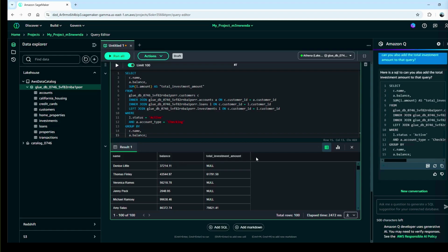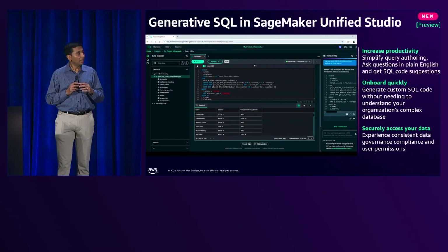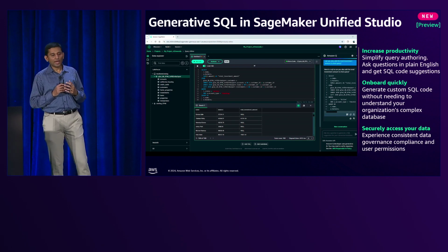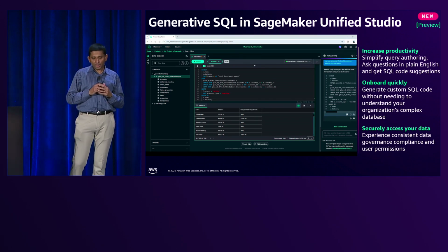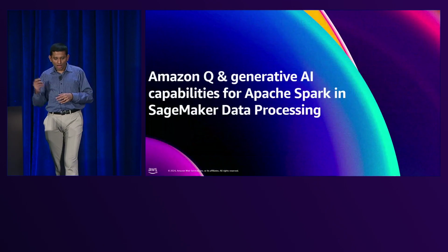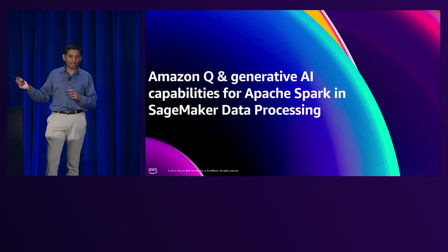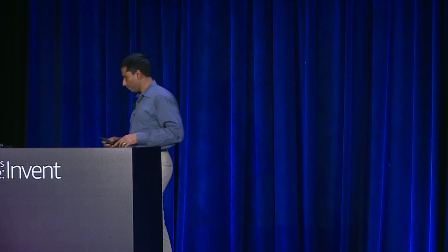So you can see that with Generative SQL in SageMaker Unified Studio, it streamlines your workflows, enhances collaboration, and ensures your organization can harness your data securely and efficiently. I'll now hand it over to Mohit to talk about Amazon Q and generative AI capabilities for Apache Spark in SageMaker data processing.